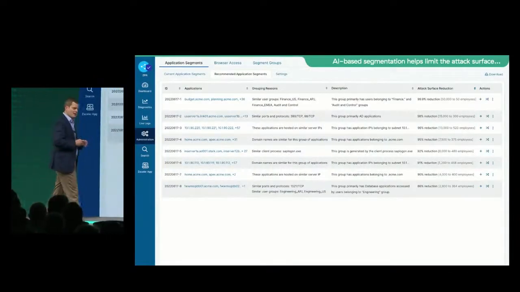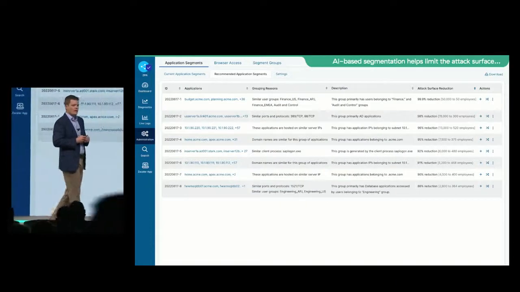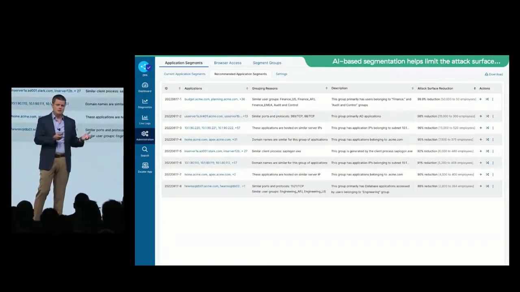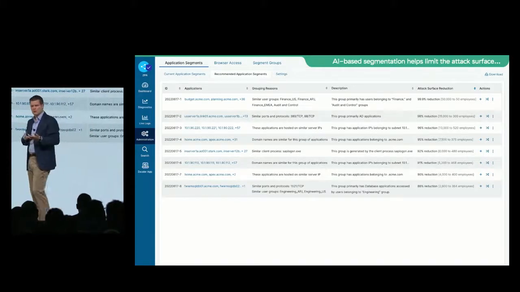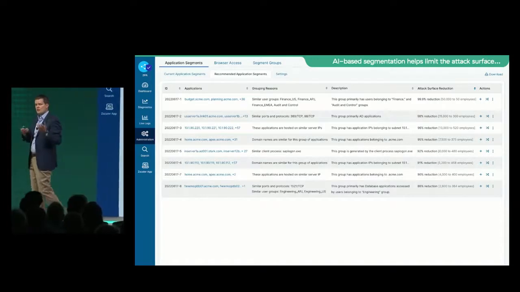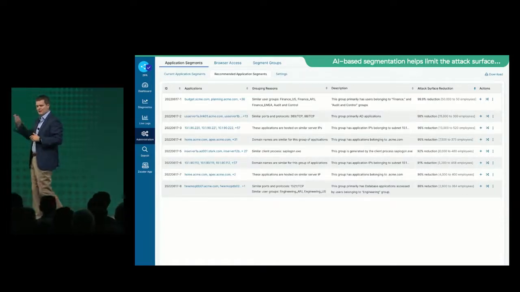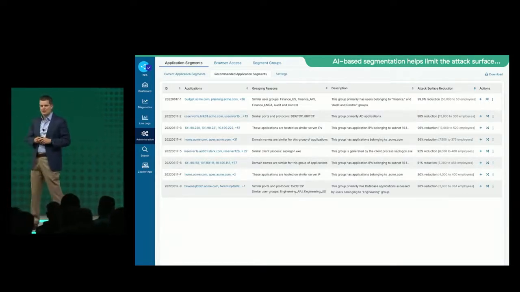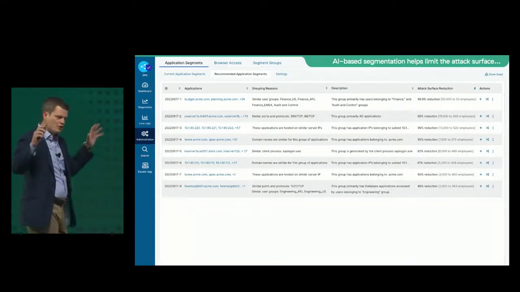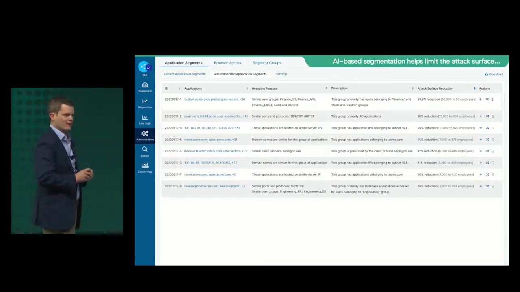With our AI-based segmentation engine, we're taking context from your authentication repositories, to understand business context. Who is the user? What department do they work in? We're using visibility from the client to bring in things like client process using client connector. And then lastly, we're using the access policies out of ZPA to help understand the application. Now, at the end of the day, this is to help reduce and shrink that attack surface.